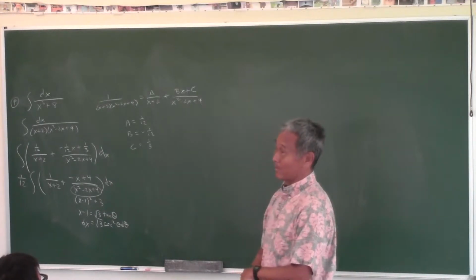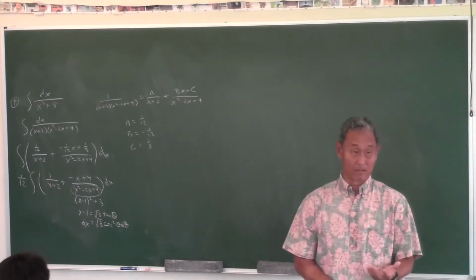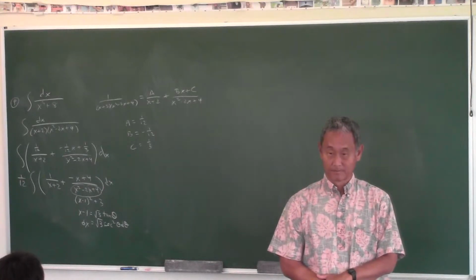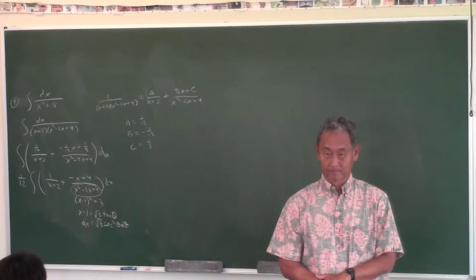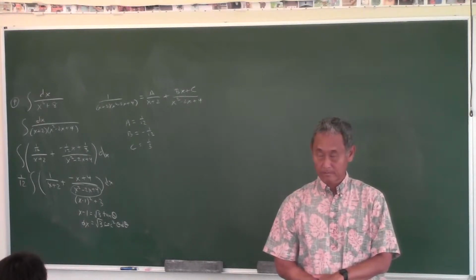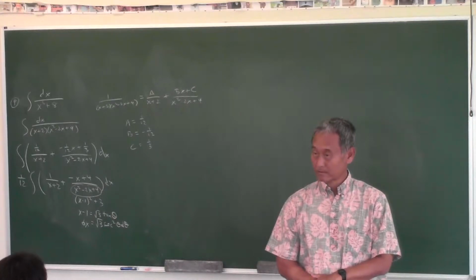Okay, we don't have to do number 5, right? Number 5 is tabular. Did everybody do tabular? Okay, tell me the answer. Negative 5 fourths times 4. Negative 5 over 4e squared. Everybody got that?